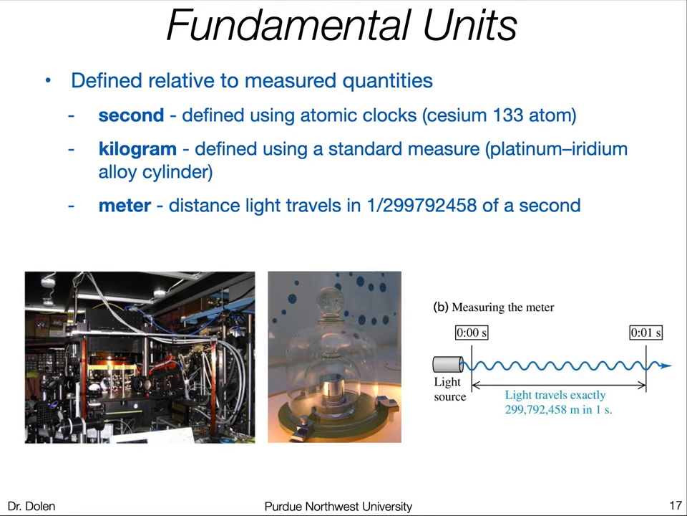The fundamental units, again, are defined based on real things you can measure. Right? The second is defined using atomic clocks. Right? There's a cesium atom which oscillates at a certain rate, and so you build a fancy atomic clock, and you can measure that, and that's how the second is defined. As we talked about, the kilogram is defined using the standard, this platinum iridium alloy cylinder, which is in this vault in Paris. Right? And then the meter is defined based on light. So light travels a certain distance in a given amount of time, and that's how we define the meter. So that's the distance light travels in 1 over this big number of a second, this big fraction of a second. Okay, that's how we define a meter.